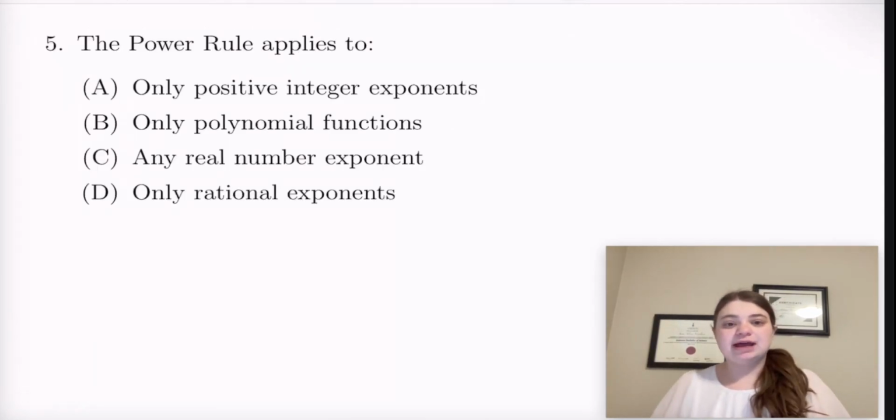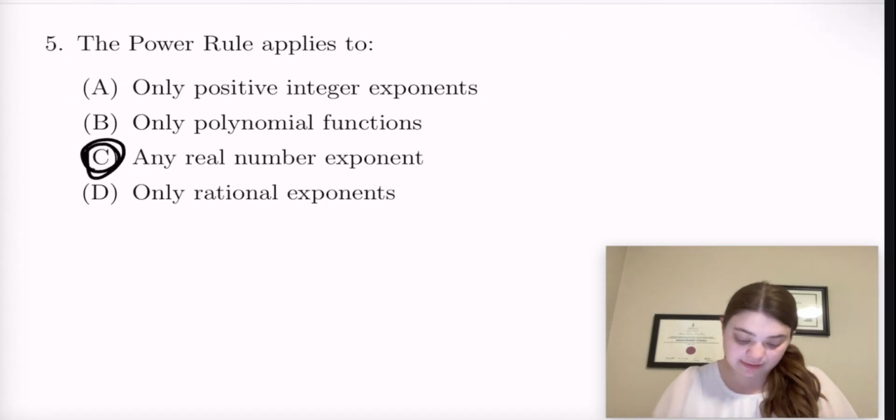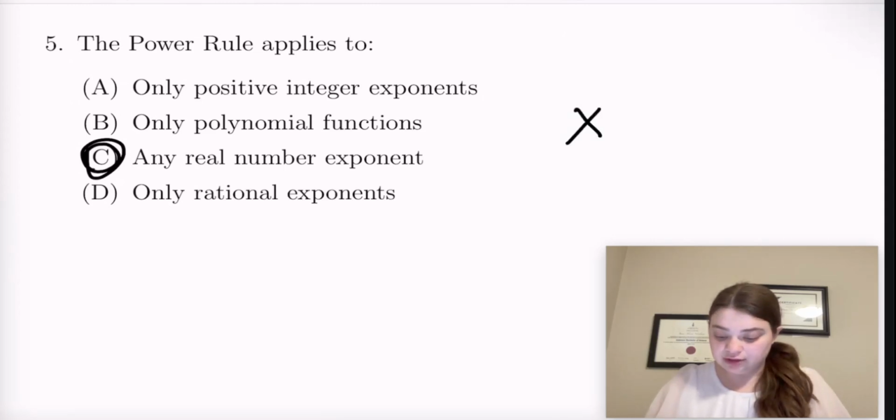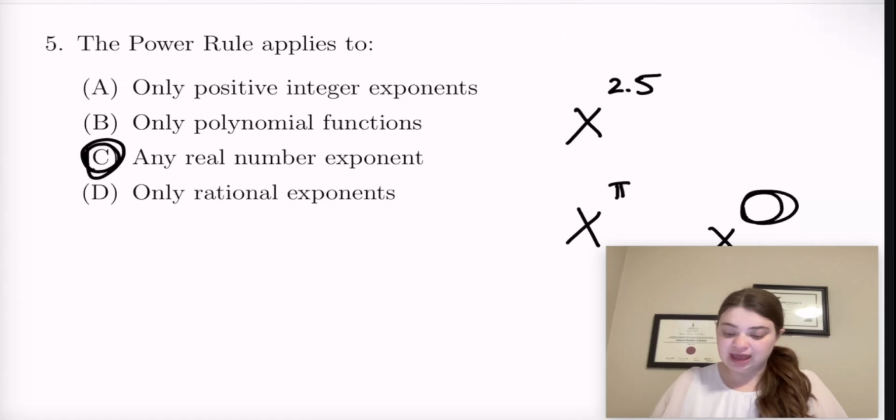All right, the next one asks, the power rule applies to only positive integer exponents, only polynomial functions, any real number exponent, and only rational exponents. So the answer is C, any real number exponent would work, even if we have x to the power of 2.5, for example, or x to the power of pi, or x to the power of really any real number, the power rule still applies.